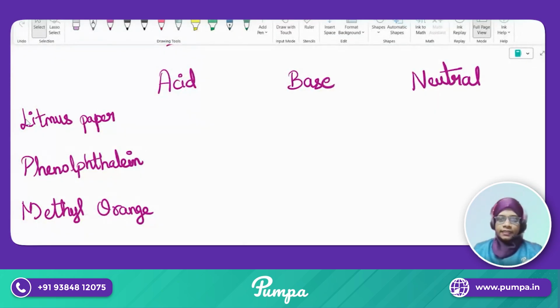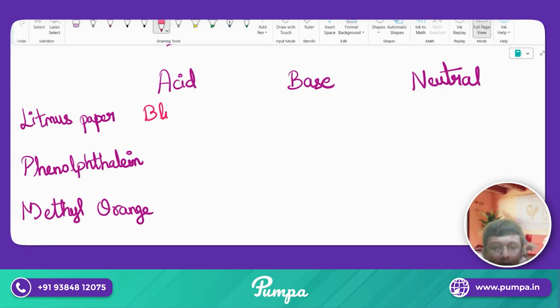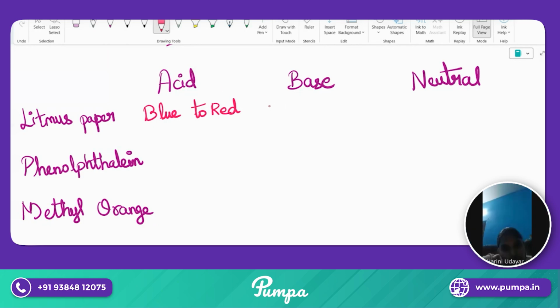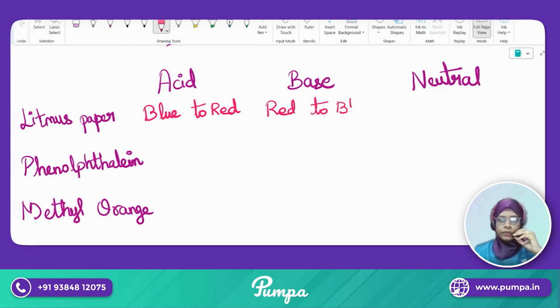So starting from the litmus paper, how will it be? For acid, which litmus paper will show a color change? Blue to red. Very good. So blue litmus paper will turn to red. For base, red litmus to blue. Yes, red litmus paper will turn to blue. If neutral, there is no change, right? Whatever color it is, it remains the same.